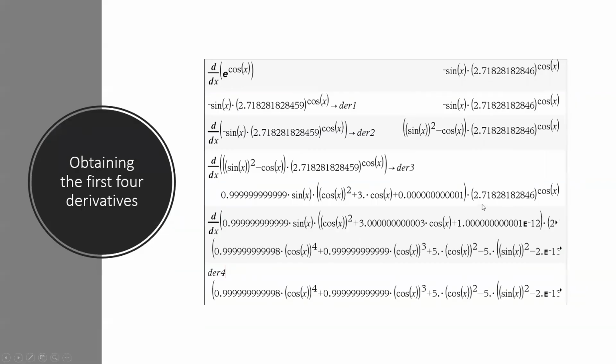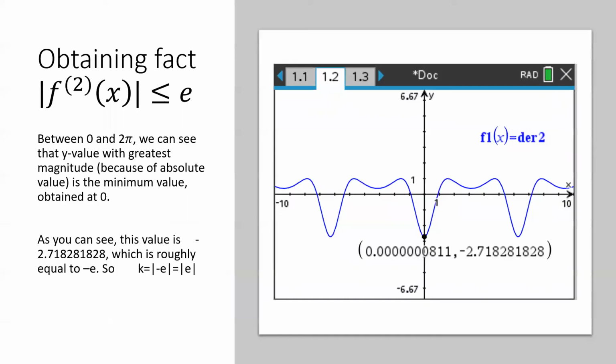Here, we compute the first 4 derivatives for the question and store them in variables. We will be using the second derivative function to compute the midpoint rule error bound and the fourth derivative function to compute the Simpson's rule error bound. To obtain this fact, we can use CAS to show the second derivative function. Note that the interval we use is from 0 to 2 pi.